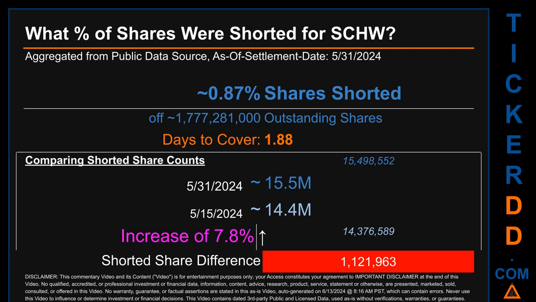When I compare the current 2-week period data snapshot against the previous period, ending in settlement date May 15, 2024, I find that the current snapshot had roughly 1.1 million more shares shorted. This means that, compared to the previous snapshot, the current snapshot has an increase of 7.8% of shorted shares.